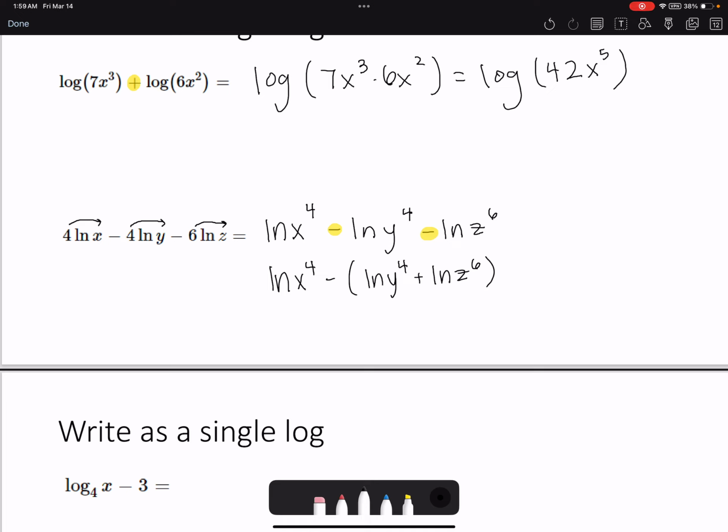because that negative distributes. So this would be ln of, this right here is division. It means we're going to have a fraction. And then this one tells us that we're going to be multiplying. So x to the 4th is in the numerator, and then y to the 4th times z to the 6th would be in the denominator. And so it's ln of that whole fraction.